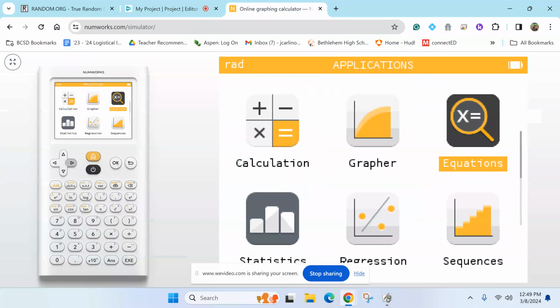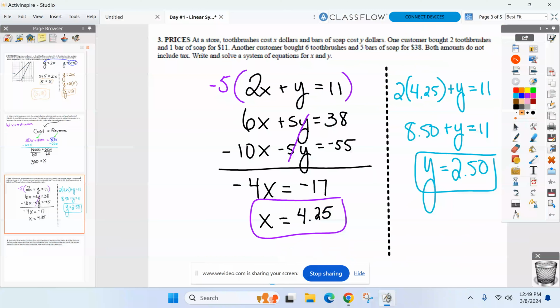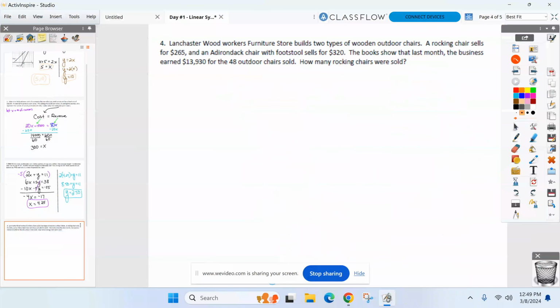All right, you ready? Got 2 more. Nice, some Adirondack chairs here. A rocking chair and an Adirondack chair with a footstool. That's a game changer. We earned so much money by making 48 outdoor chairs. How many rocking chairs did we sell?